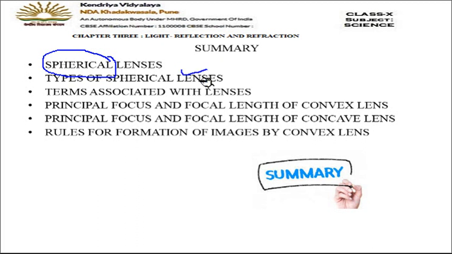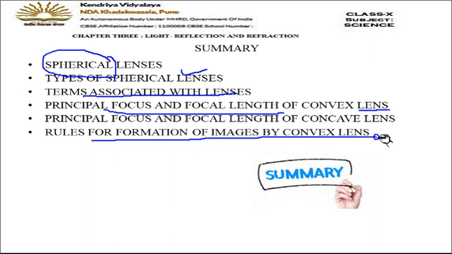Then we studied two types: one is the convex lens and the other is the concave lens. Convex is the converging one and concave is the diverging one. Then we discussed some terms related to lenses like aperture, center of curvature, optical center. Then we studied the principal focus and focal length. In a mirror there is one focus point, whereas in the case of lenses there are two focus points, one on the left side and the other on the right side. And then we discussed the rules for formation of images by lenses. Three rules we have studied. I hope the rules are clear to you all.